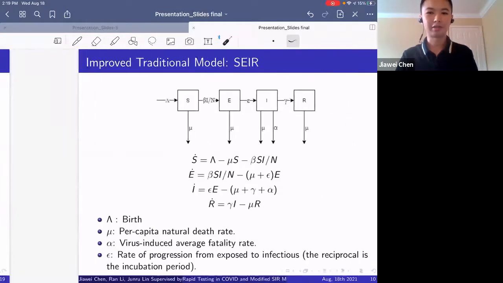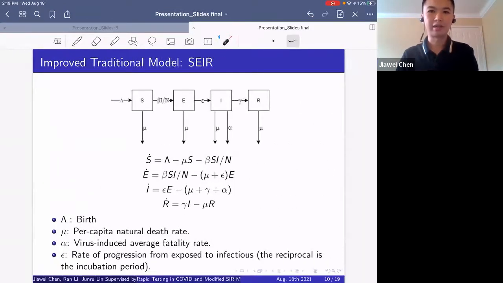E here stands for exposed. So here we divided the previous I compartment into two different compartments. Even though we still use the letter I, it actually stands for a slightly different meaning because here I stands for both infected and infectious. E here is also infected, but they are not infectious yet. They are just exposed to the disease and haven't shown any symptoms yet.